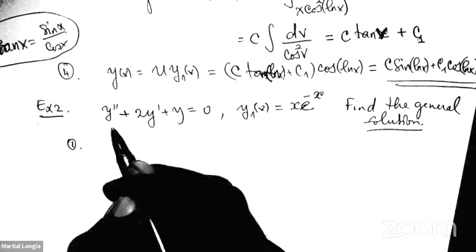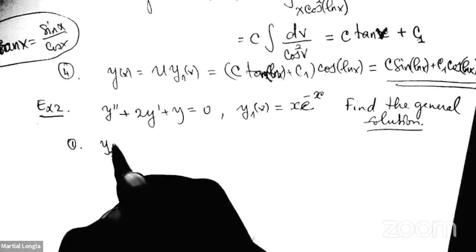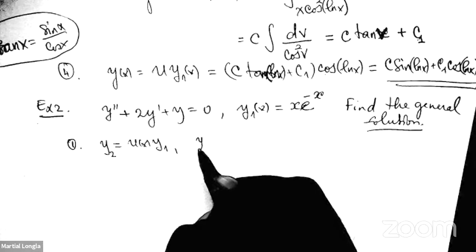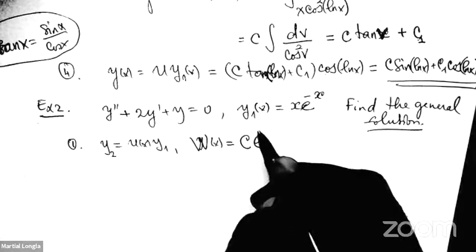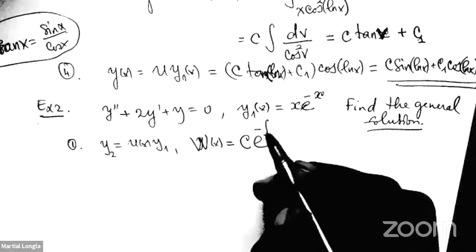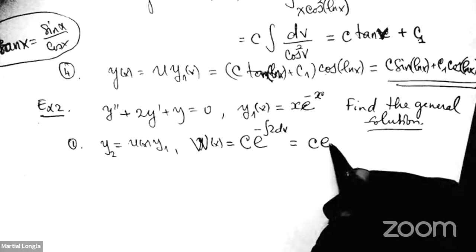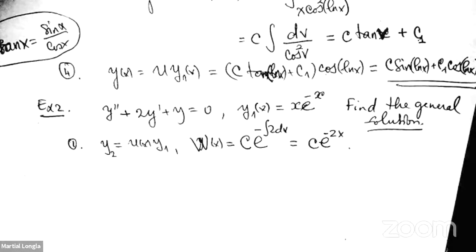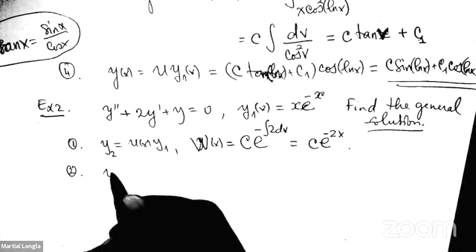I wrote out that y2 equals u of x times y1. And then after that, I got w equals c times e to the minus the integral of 2. Is that right? Yep, that's correct. So that is C e to the negative 2x. That's it. It's correct. And then after that, we take u prime.